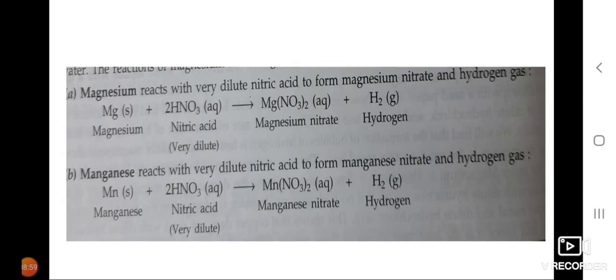Here you can see the reaction of magnesium with nitric acid. We are getting magnesium nitrate and hydrogen. Manganese reacts with nitric acid to get manganese nitrate and hydrogen. This is possible only with magnesium and manganese when we use very dilute nitric acid. See here in this reaction, as we are using very dilute nitric acid, it becomes a poor oxidizing agent and it doesn't oxidize hydrogen to water.